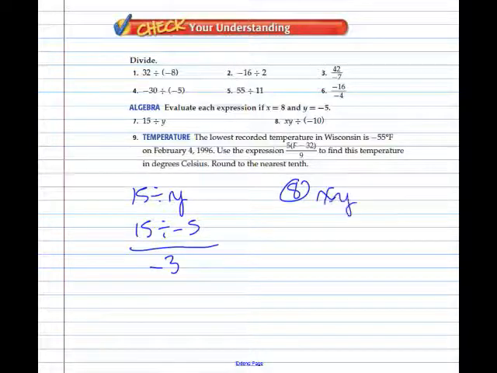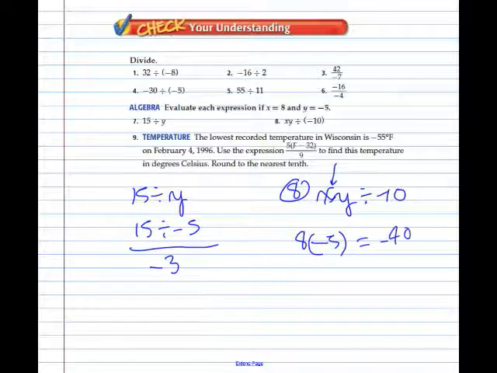Number 8 would be xy divided by negative 10. Well, x times y, this means x times y. X times y is 8 times negative 5, which is negative 40, divided by negative 10, gives us an answer of positive 4. Unlike signs, or like signs I should say, like signs, negative negative gives us a positive outcome.